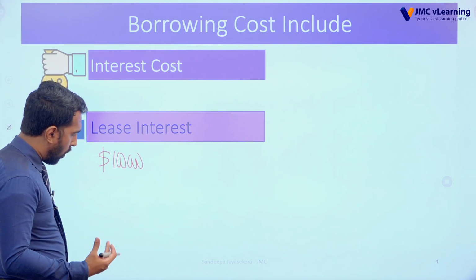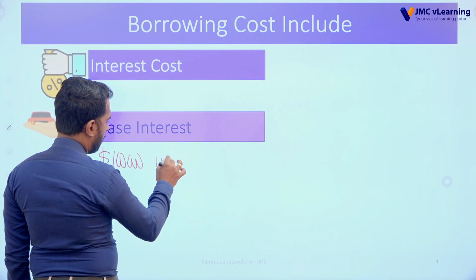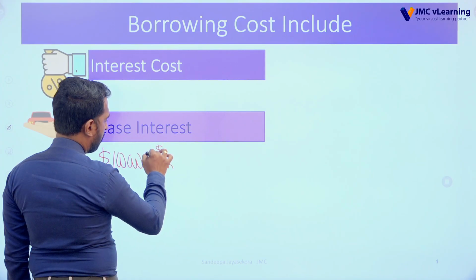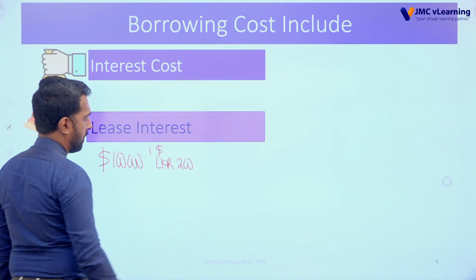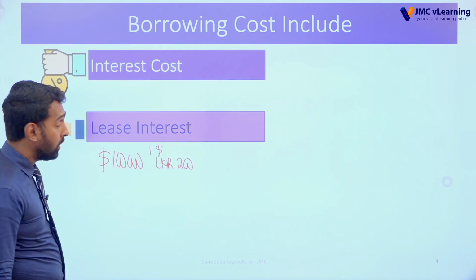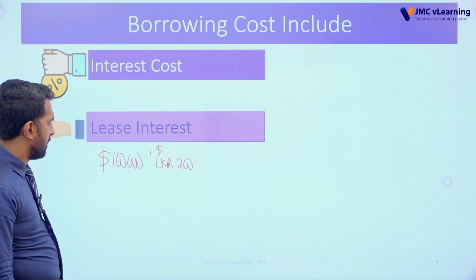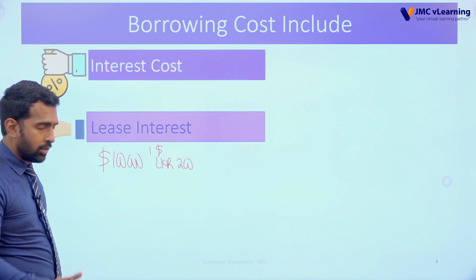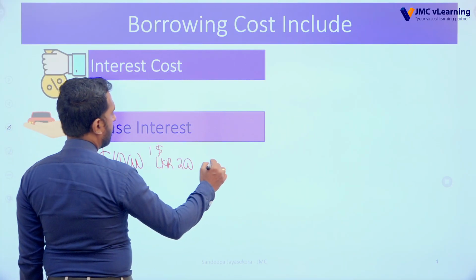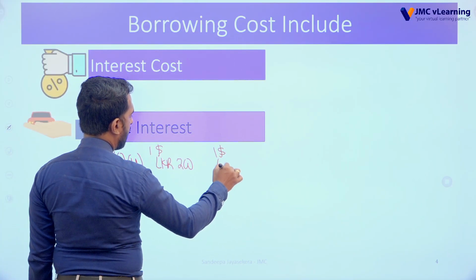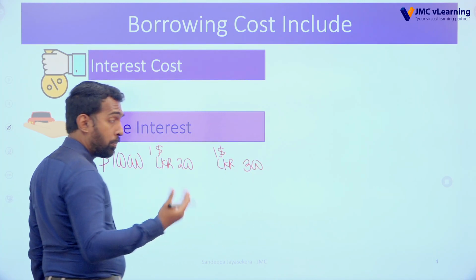By the time you obtain the loan, in Sri Lankan rupees, one dollar was equal to, let's say, 200 LKR. By the time you obtain the loan, the per dollar LKR value is 200. At the time of settlement, the per dollar LKR value went up to 300. So the rupee got depreciated.